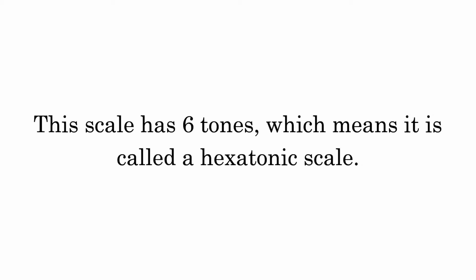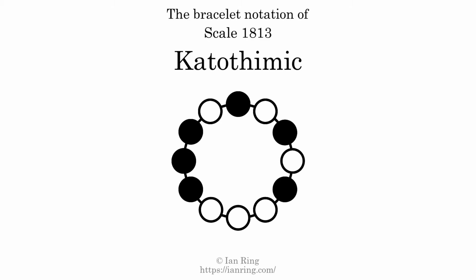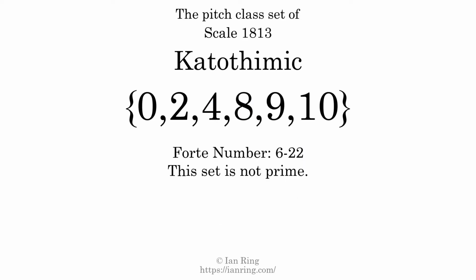This scale has 6 tones, which means it is called a hexatonic scale. This is a bracelet notation diagram of scale 1813. The shaded circles represent tones that appear in the scale, and they are read clockwise, starting at the top. The pitch class set for this scale is 0, 2, 4, 8, 9, 10. The fault class is 622. This set is not prime.